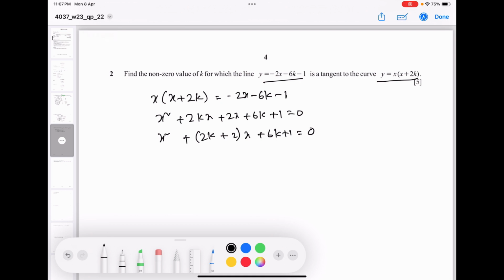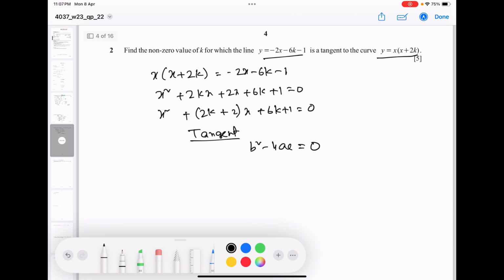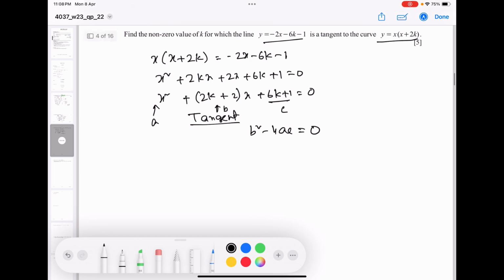Now we know that for a tangent, we can write b squared minus 4ac equals 0. Let me put: a coefficient is 1, b coefficient is 2k plus 2, and c, the constant term, is 6k plus 1. So let me substitute: (2k plus 2) whole squared minus 4 times 1 times (6k plus 1) equals 0.